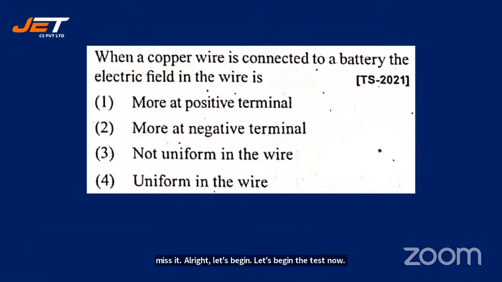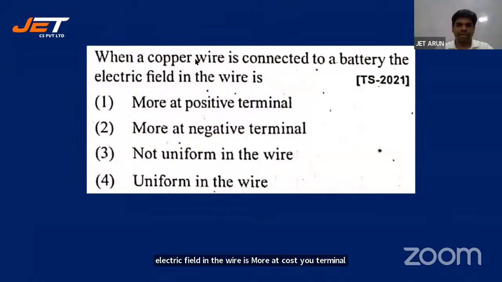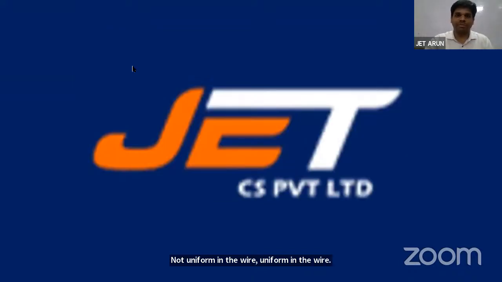Here is the first question, students. When a copper wire is connected to a battery, the electric field in the wire is: more at the positive terminal, more at the negative terminal, not uniform in the wire, or uniform in the wire. Quickly type the answer in the chat box.